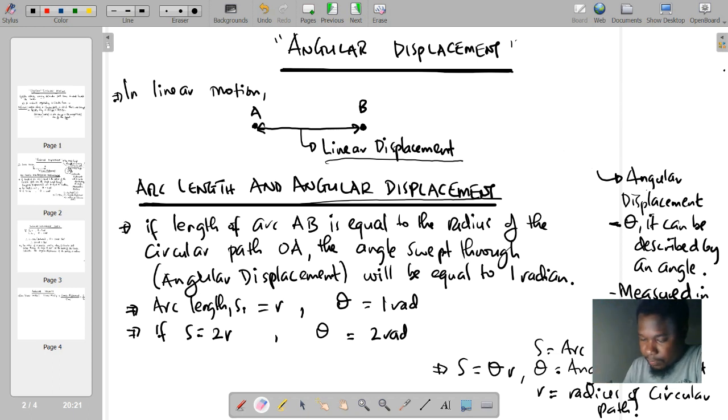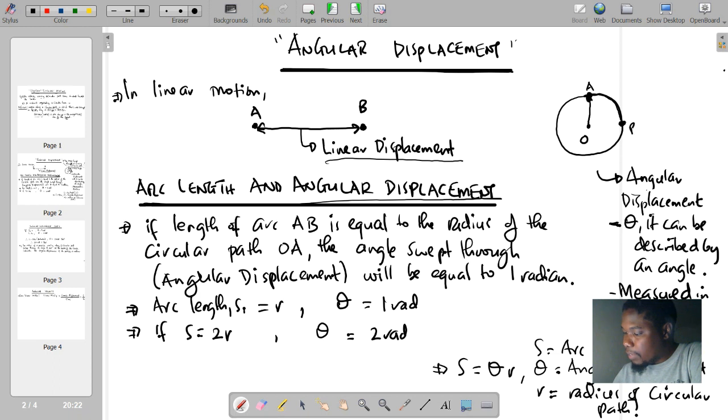Okay, so let's take, for instance, we have a circular path, and the center of that circular path is O. The radius of that circular path is OA. So the radius joins to point A. This point A is the point where this person is starting from. And then let's say this person moves from point A and then displaces to point B.